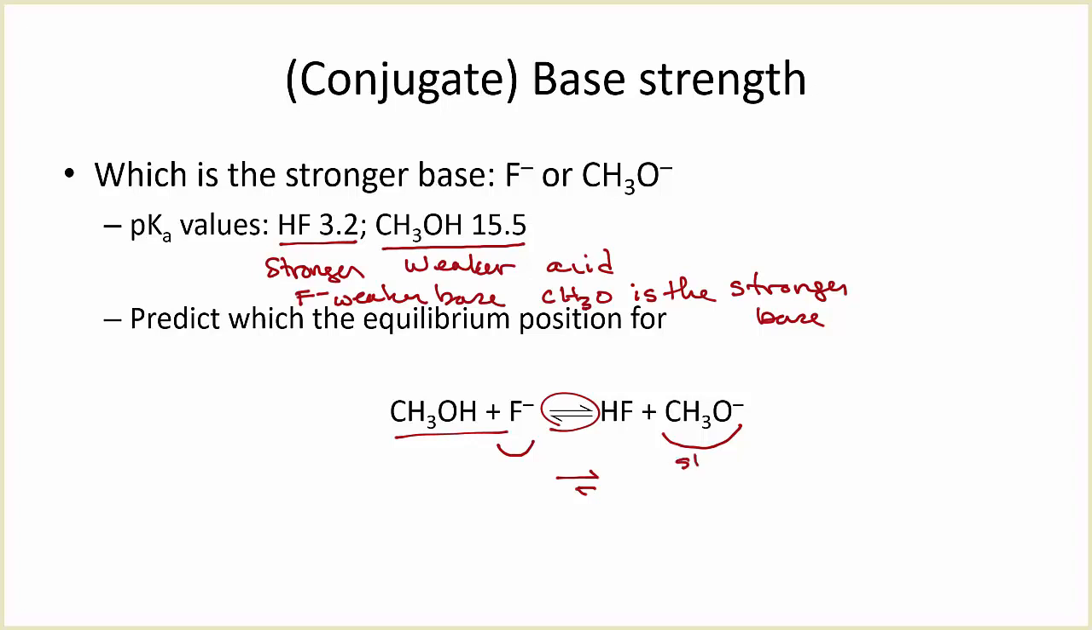This is the stronger base. Now, if you look at it in terms of the acids, HF is a stronger acid than CH3OH. So you could have also done it from that perspective, that the HF would push the equilibrium towards the reactant side, which tells me that I drew this wrong, like this.